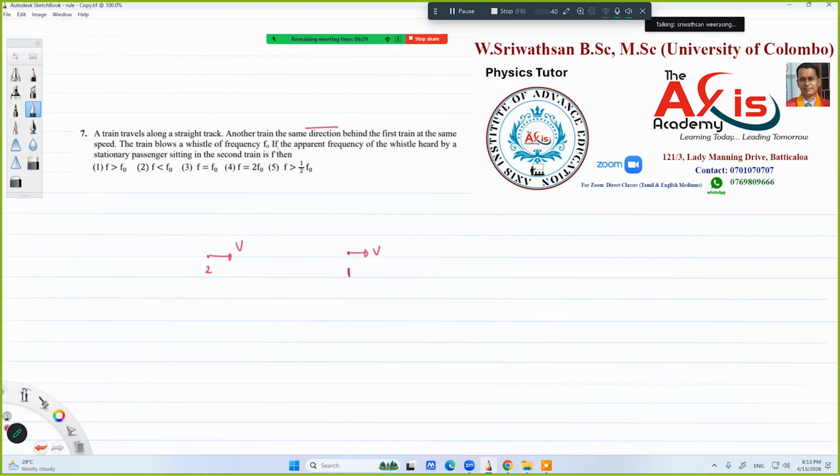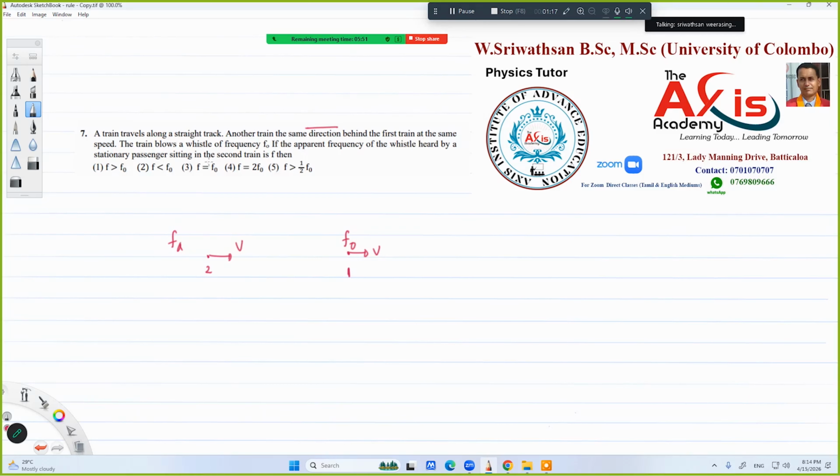The train blows a whistle of frequency F0. What is the apparent frequency of the whistle heard by a stationary passenger sitting in the second train? That means the first train is blowing a whistle of frequency F0, and we have to find the apparent frequency heard by the passenger in train 2.